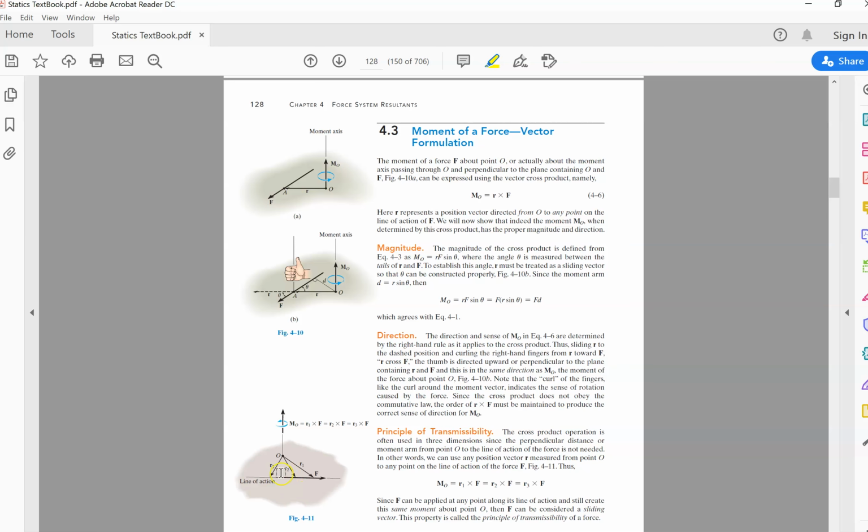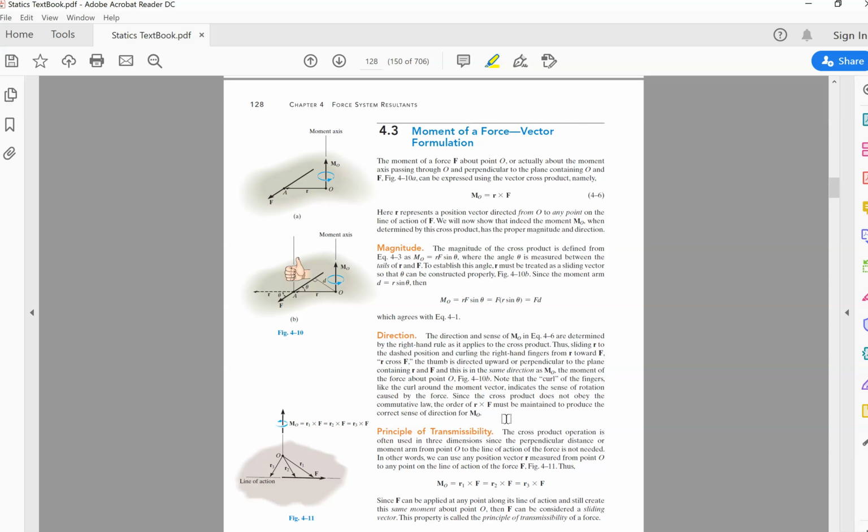Then you can question me. Look at this, the principle of transmissibility. This is the line of action of the force vector, but you have R1, R2, R3. R1, R2, R3 give different coordinates, but it's very unique. You take R1, cross with F, it will give you the same answer as R2 cross F and R3 cross F, or whatever R, as long as it is from O to the line of action, which is the force itself. So this is the unique part of the principle of transmissibility of moment.